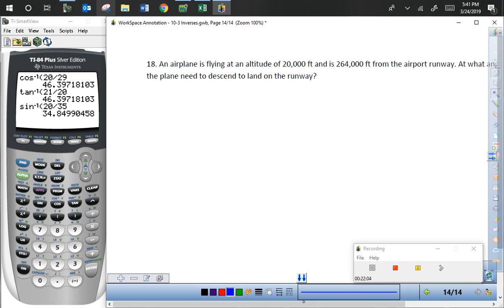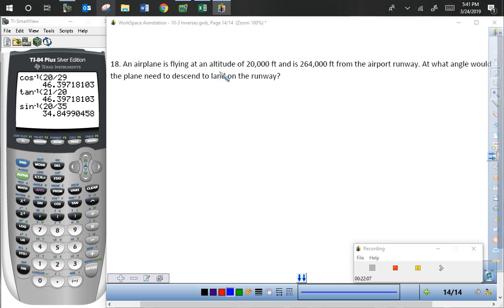Next one, it says an airplane is flying at an altitude, this word means height, of 20,000 feet and is 264,000 feet from the airport runway. Okay, at what angle would the plane need to descend to land on the runway? Okay, so I'm going to start out by just drawing a plane here. And it says this plane is 20,000 feet high.